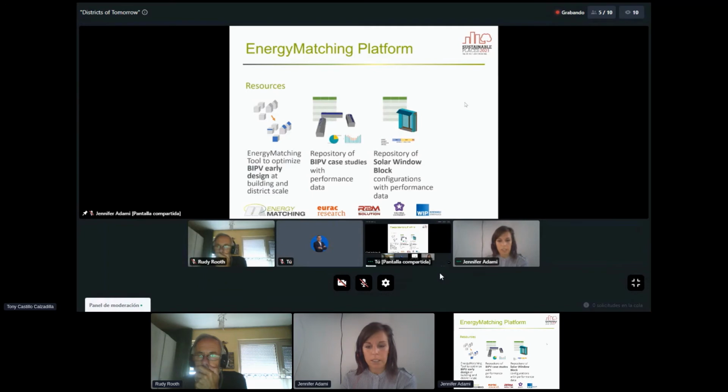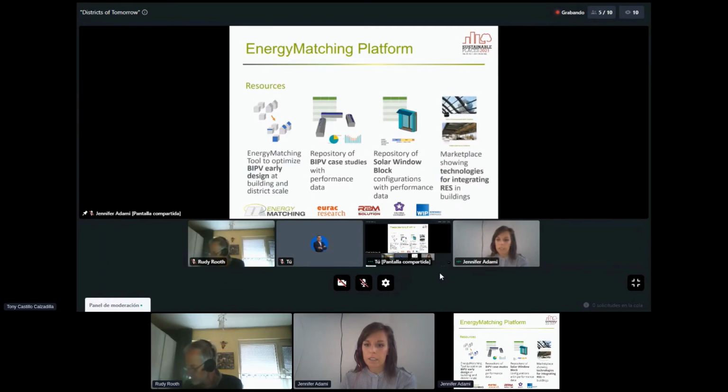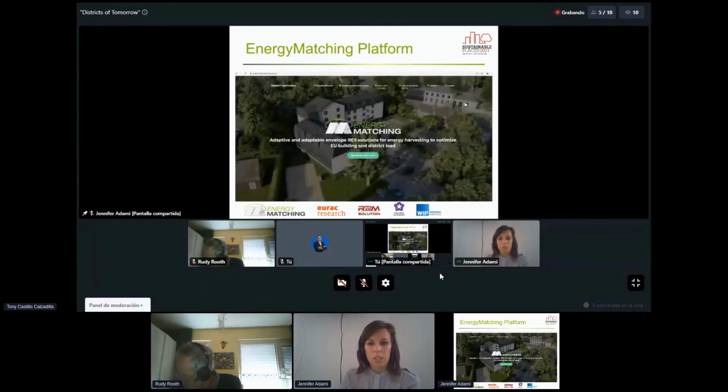And the fourth one, the marketplace section that shows technologies that are useful to integrate the renewable energy in buildings. So this is the landing page of the platform. Let's start with the energy matching tool.